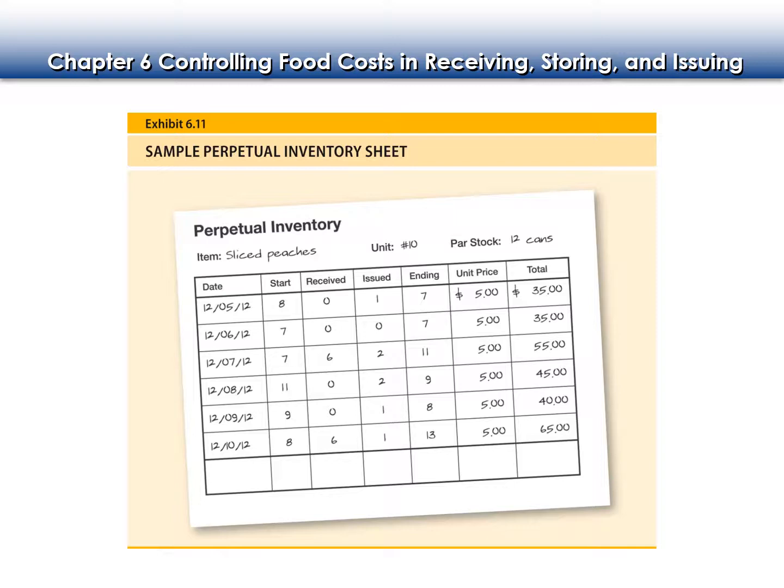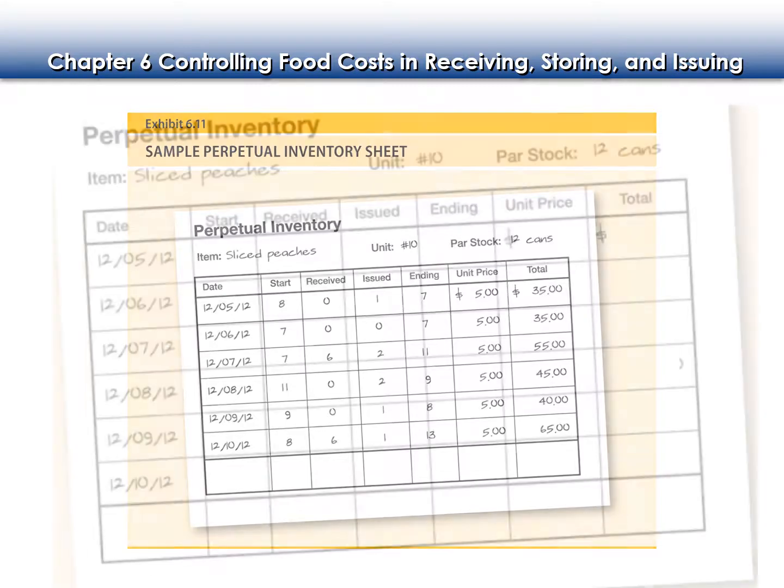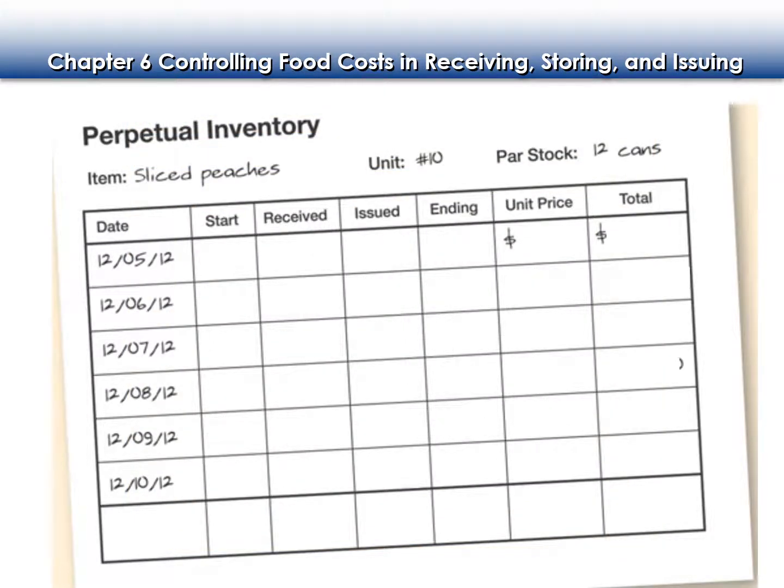Okay, so let's do a quick perpetual inventory. We're not going to take time, let's do one real quick. Okay, so Mallory, give me a number to start with. 5, okay.